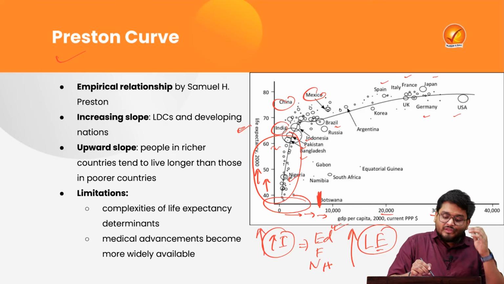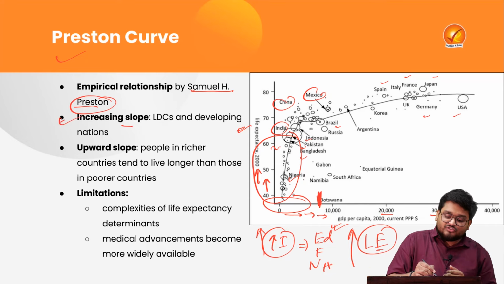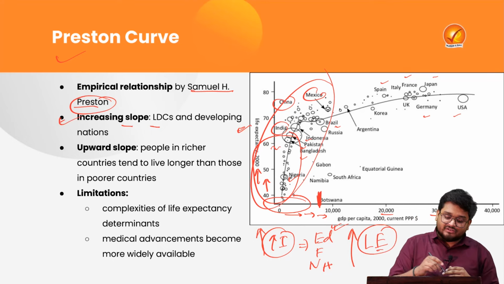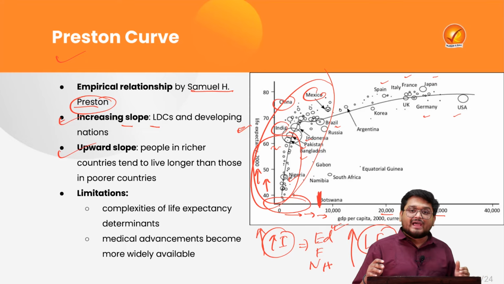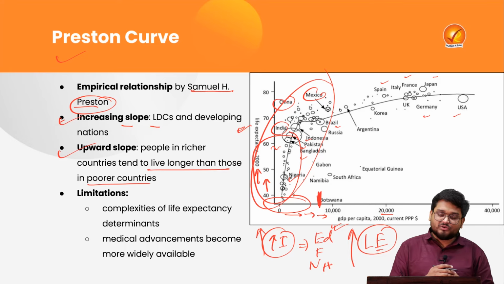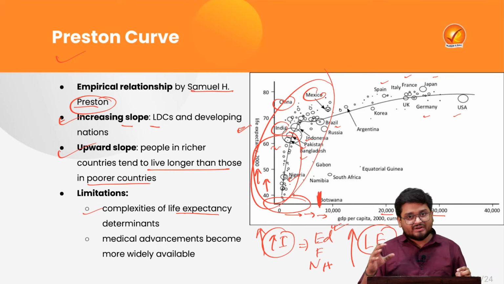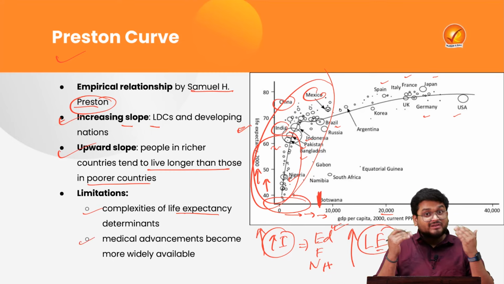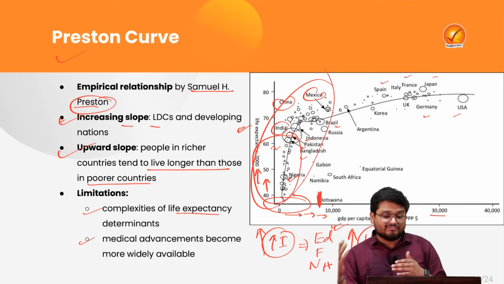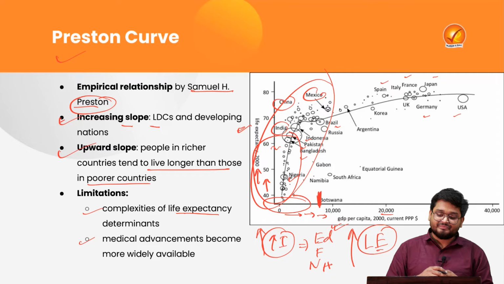And this is a term which was framed by Samuel H. Preston. That is why it is called the Preston curve. The increasing slope covers the various low income developing countries and other developing nations. The upward slope shows that people in richer nations tend to live longer than those in poorer countries. But there are some limitations in this particular curve. Firstly, life expectancy is very, very complex when it comes to the medical field. And medical advancements have become very advanced over time. Even in the low income and developing countries, we see that over a period of time, life expectancy is improving.